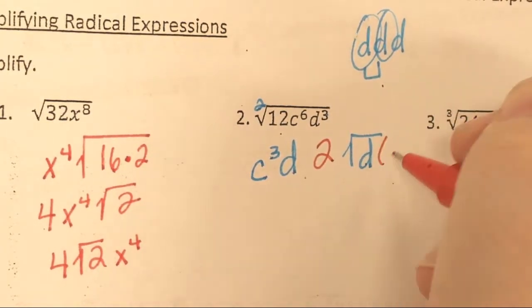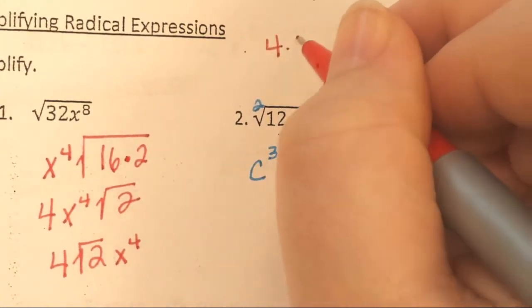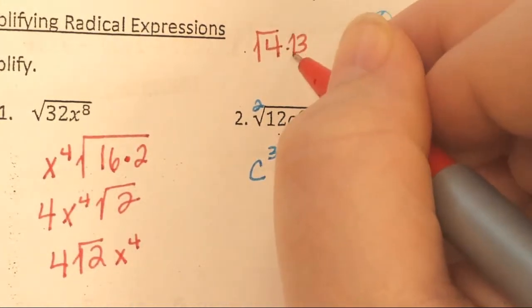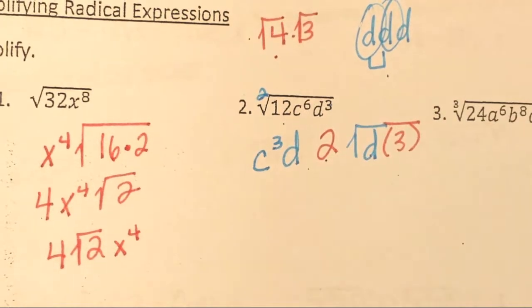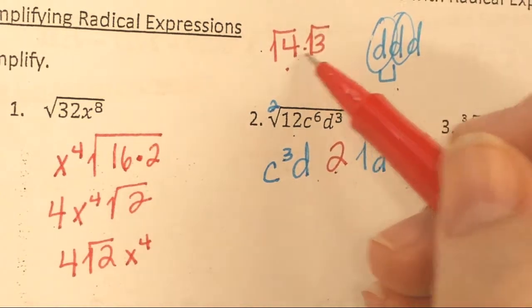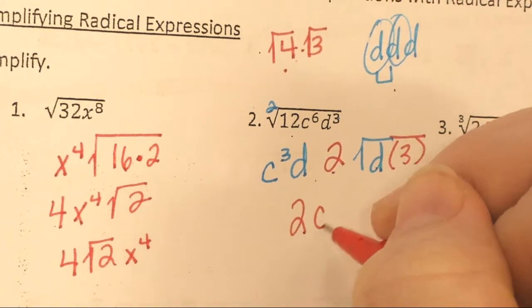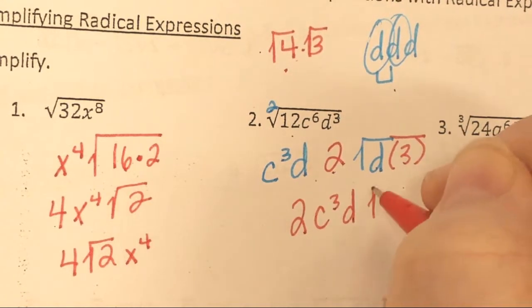And that is correct, because we know that 12 is really 4 times 3. I know the square root of 4. It's a 2. That's why the 2 comes out and the 3 stays under the radical. So if we clean this up, 2c to the third d, square root of 3d.